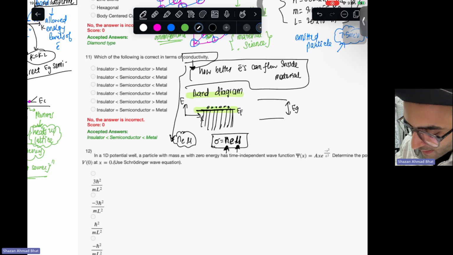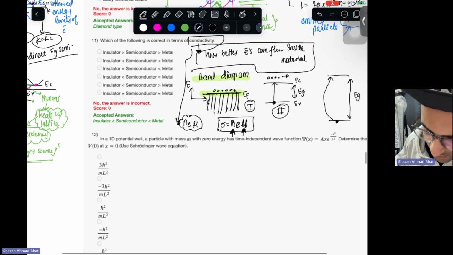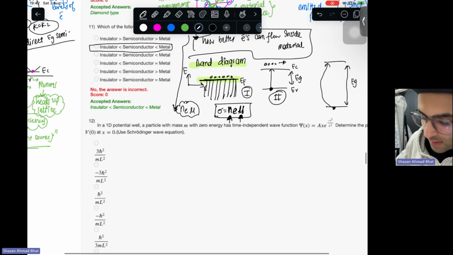In a semiconductor there's a gap between the conduction band and valence band, and an electron has to go from the valence region to the conduction region first, then it can move freely. So it is second in conductivity. Then there is an insulator, where the gap between conduction band and valence band is very large, and hardly any electron can jump to that level, so it has the least conductivity. So the answer to this question is this particular part: metal has greater conductivity than semiconductors and insulators.